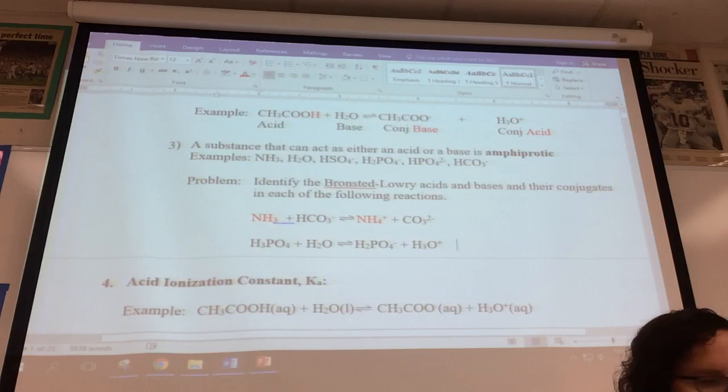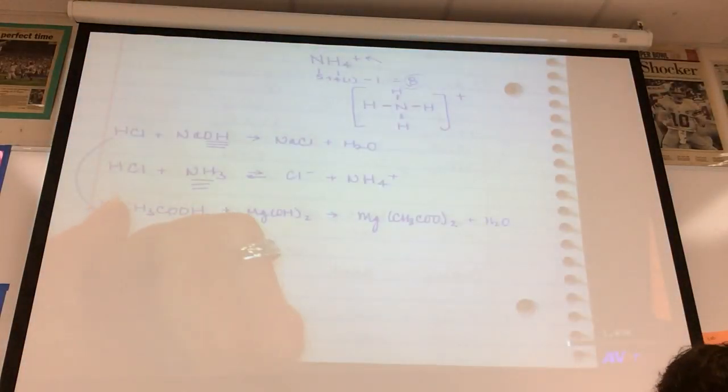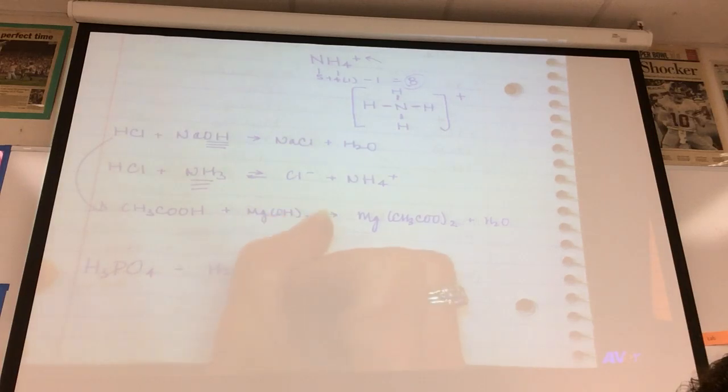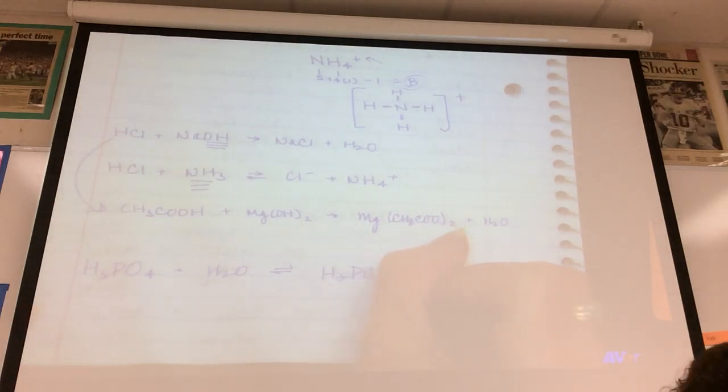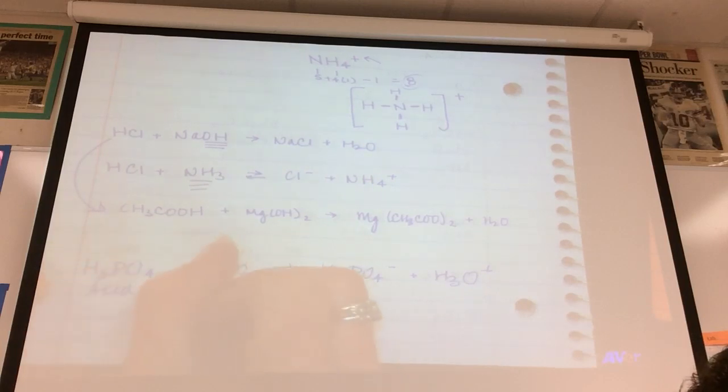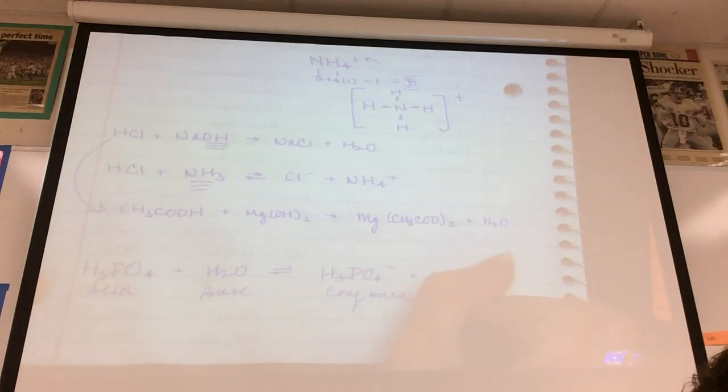Is amphiprotic and amphoteric the same thing? Yeah. In this example shown here, I want to point something out as well because this came up one year. I can do it for either one. Let's take phosphoric acid reacting with water to generate dihydrogen phosphate ion and hydronium ion. And we established that this is the acid, this is the base, this is the conjugate base, and the conjugate acid.